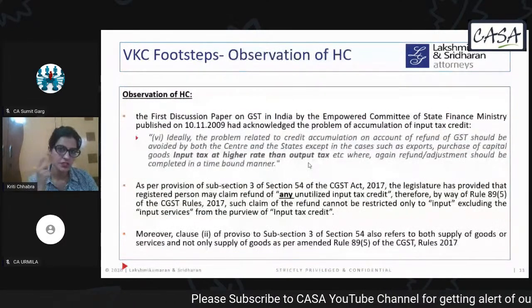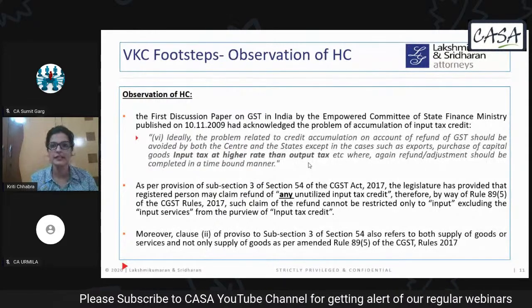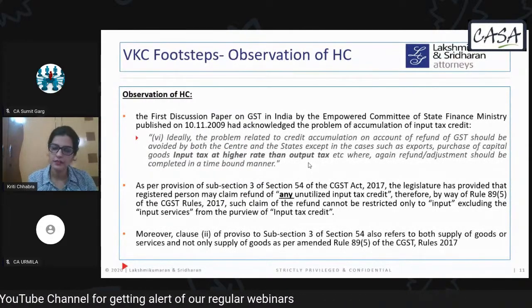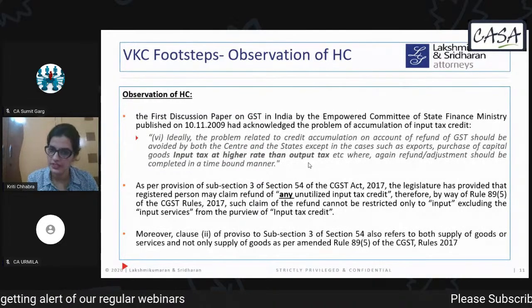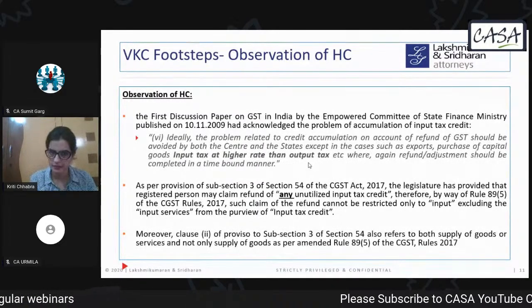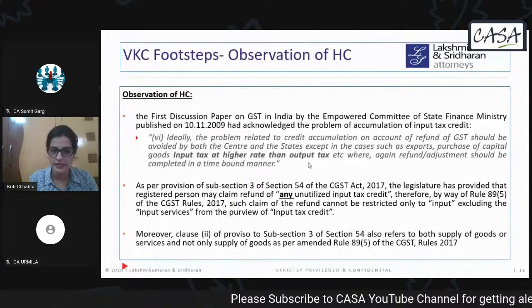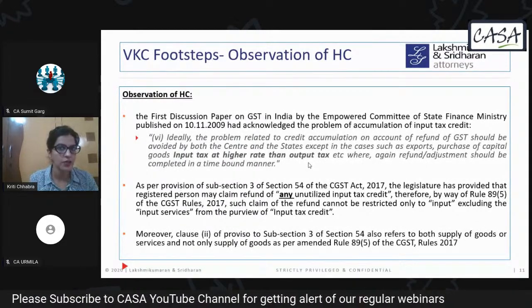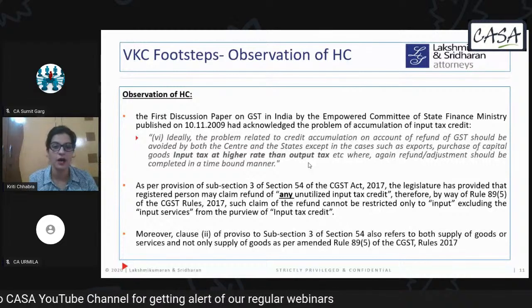So what were the observations of the High Court? The High Court basically relied upon three concepts. First, they observed that the first discussion paper on GST, which was published in 2009, actually talks about input tax at a higher rate than output tax. It doesn't talk about tax on inputs being higher than tax on output.